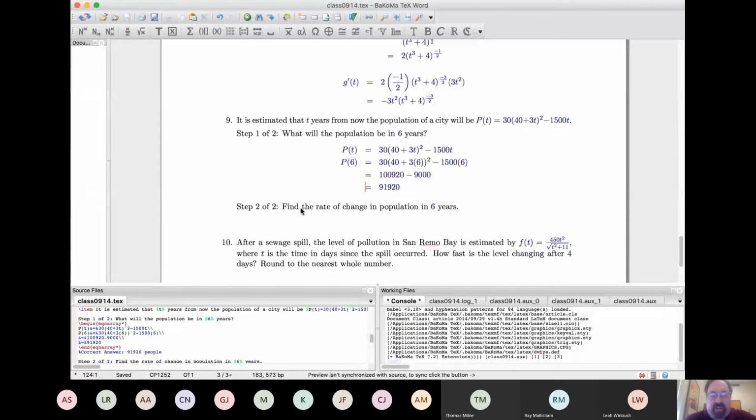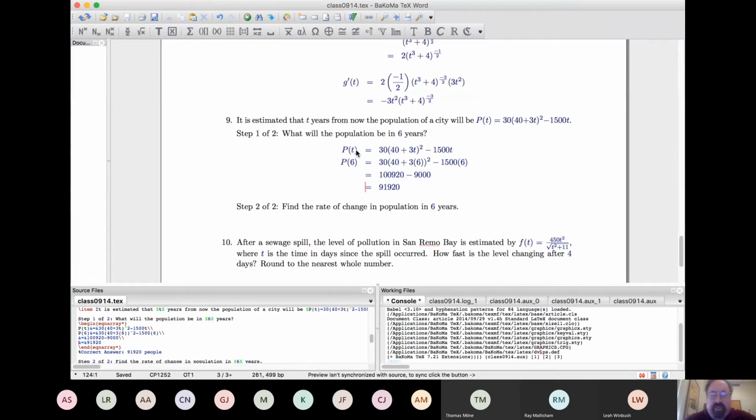And then the second part of the question, find the rate of change in 6 years. So you're always looking for, the question you have to ask is, what is it you're really looking for? What function are you supposed to work with? And if the question is talking about how fast something is growing, how fast something is changing, that's talking about a rate of change. That's what calls for a derivative.